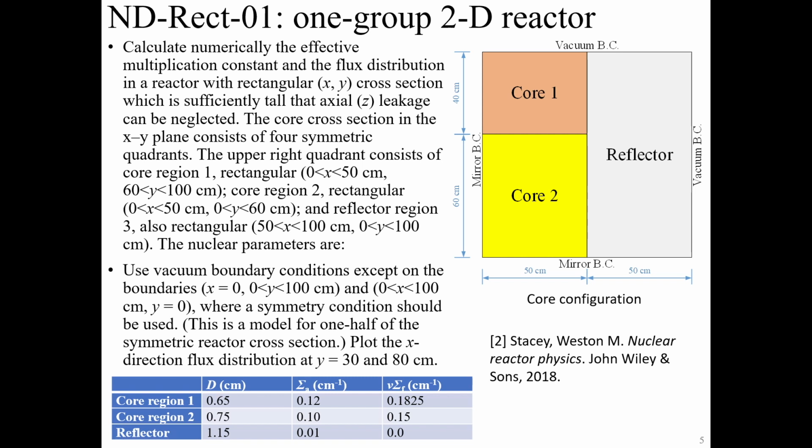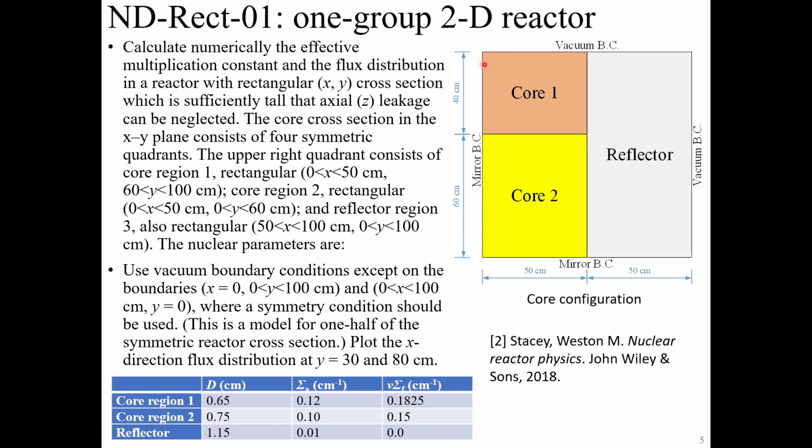The core cross-section in the XY plane consists of 4 symmetric quadrants. The upper right quadrant consists of core region 1, rectangular. X is between 0 and 50. Y is between 60 and 100. So it means that X is 50 centimeters wide and Y is 40 centimeters tall.